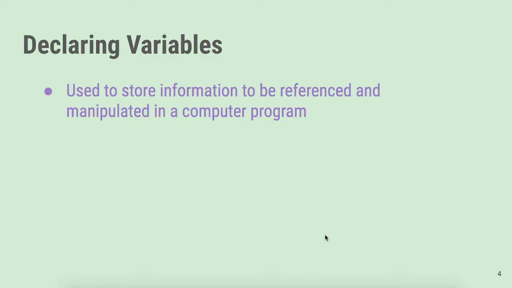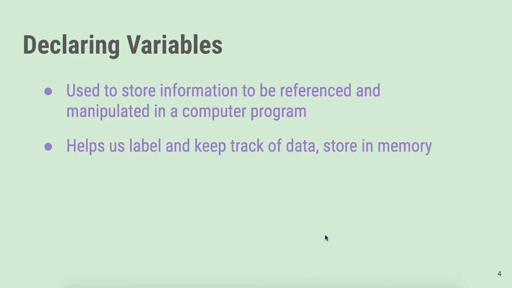So it's just a placeholder, really. Like in math, we have x as a very common variable, or n is a common variable if you're trying to solve for some number. It's very similar within a computer program, but we can create whatever placeholder we want. They help us label and keep track of data, and it allows us to store that data in the Arduino microprocessor memory.